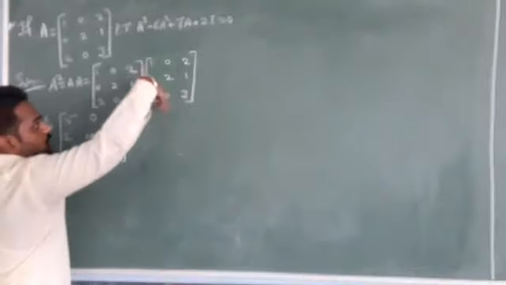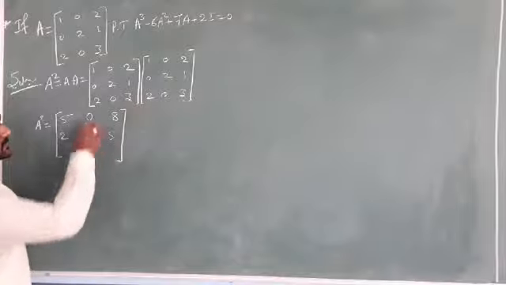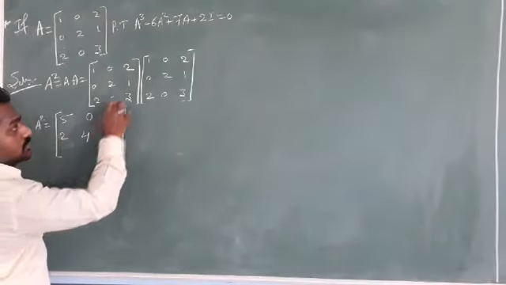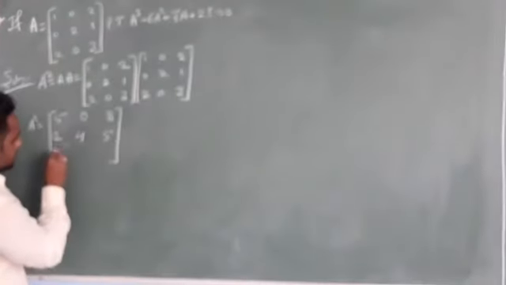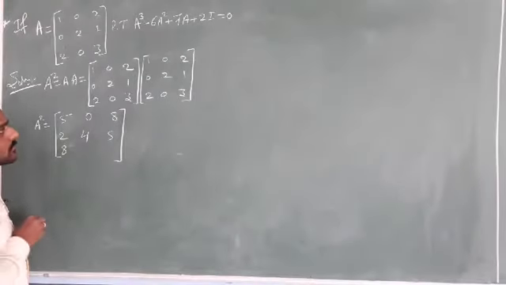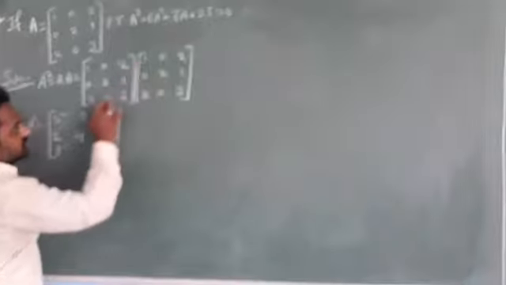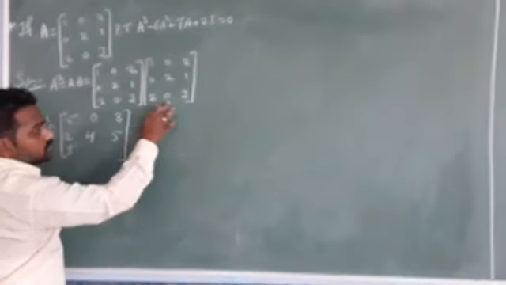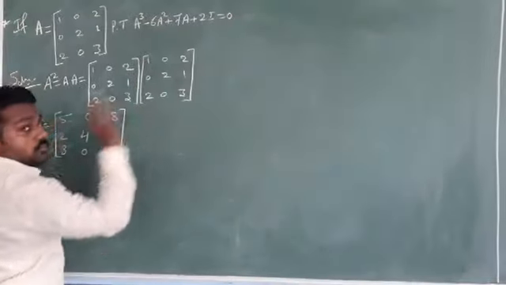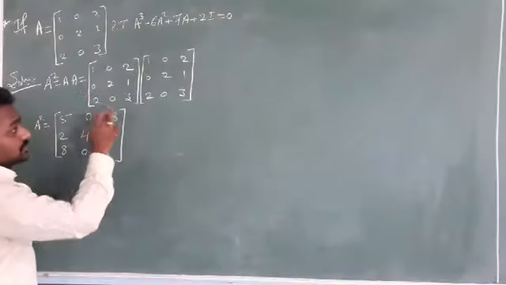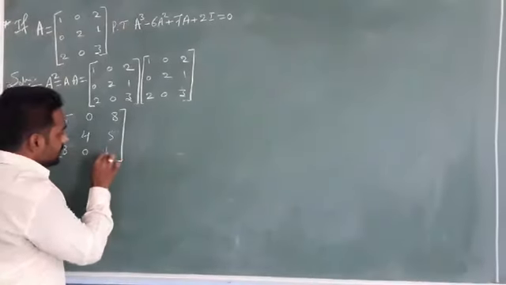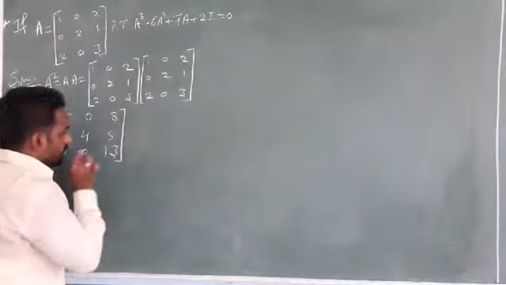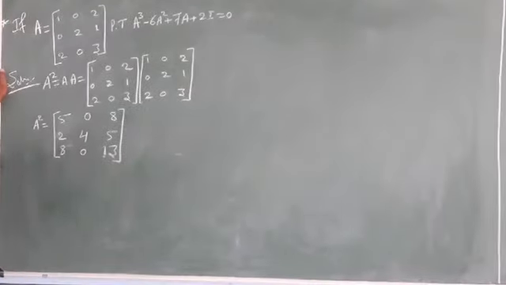Third row with each column of the next matrix. 2 into 1, 2, 0 into 0, 0, 3 into 2, 6. So 2 plus 6, that is 8. 2 into 0, 0, 0 into 2, 0, 3 into 0, 0. Next 2 into 2, 4, 0 into 1, 0, 3 into 3, 9. 9 plus 4, that is 13.